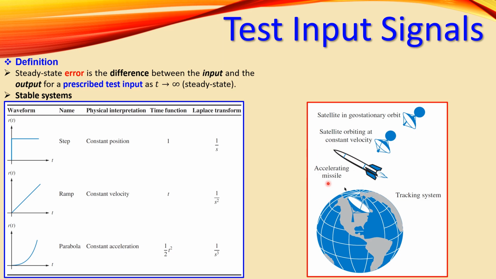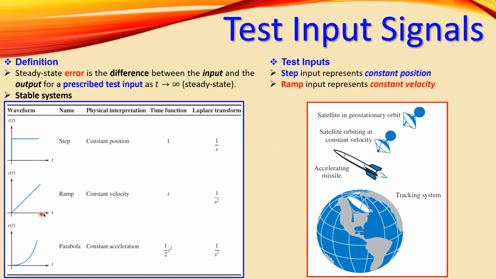Also a missile may be another object that can have some acceleration, and then you are interested more specifically in acceleration than position or velocity. So these are all examples of the test signals that we can use. Step input represents constant position, ramp input, so this linearly increasing one, represents constant velocity, and the standard parabola here is the input for constant acceleration. These are the bases we will use later for our calculations.